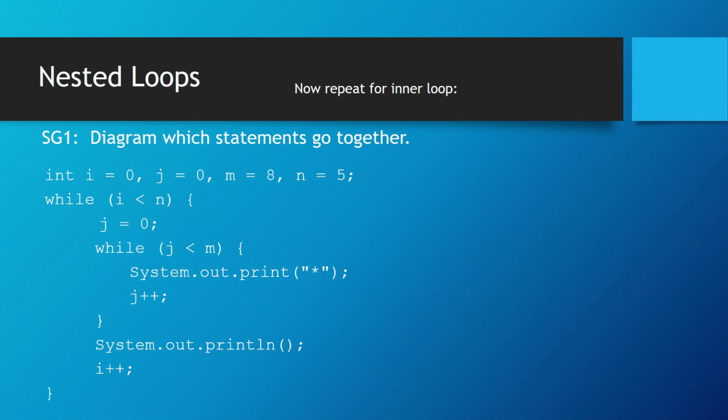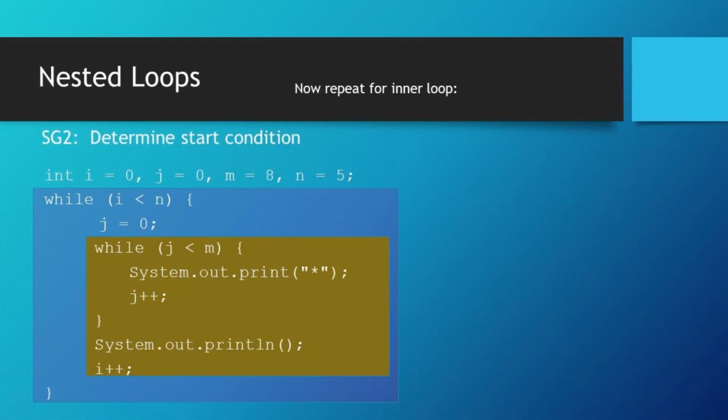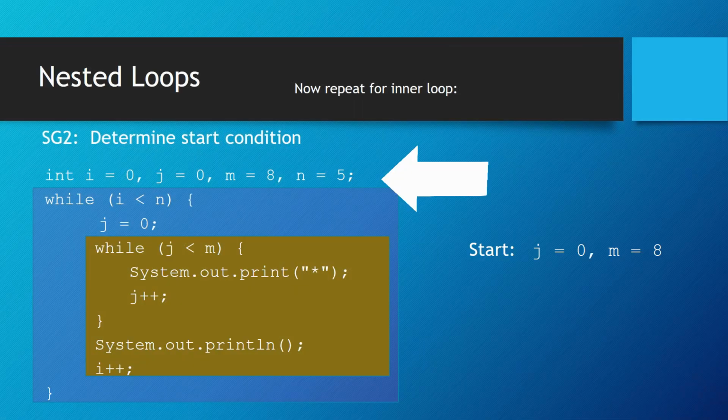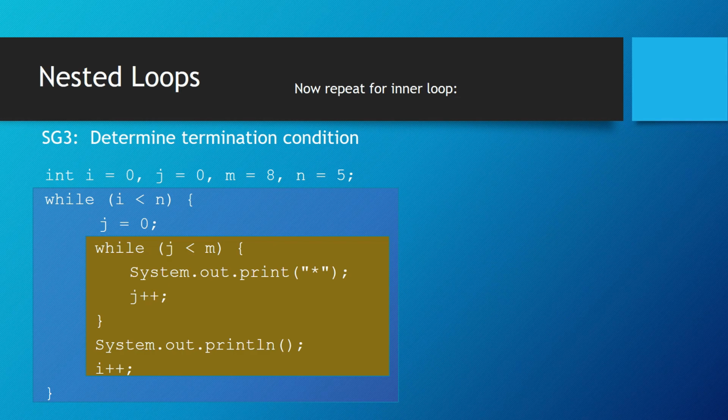Now we look at the inner loop and repeat the subgoals. We diagram which statements go together. Again, the inner loop has curly braces, making it easy to see which statements go together. For subgoal 2, we determine the start condition. The loop begins when j is less than m. j starts at 0 and m starts at 8. Now we determine the termination condition. The loop terminates when j is greater than or equal to m, which is 8.